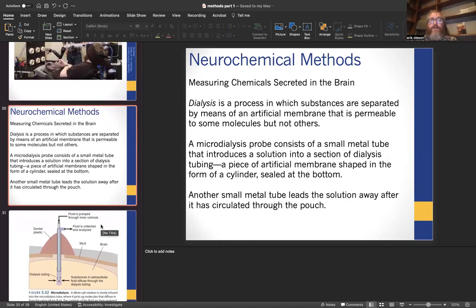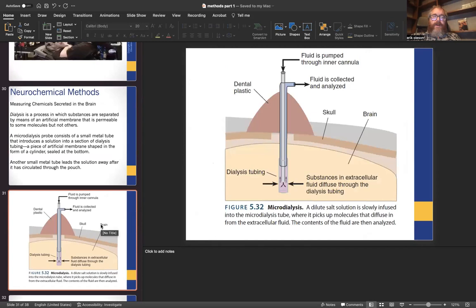We also can measure the neurochemicals rather than the changes in the neural firing. This is mainly done using microdialysis. Microdialysis is a process in which substances are separated by means of an artificial membrane that is permeable to some molecules but not others. So a microdialysis probe consists of a small metal tube that introduces a solution into a section of dialysis tubing, a piece of artificial membrane that's shaped into the form of a cylinder sealed at the bottom.